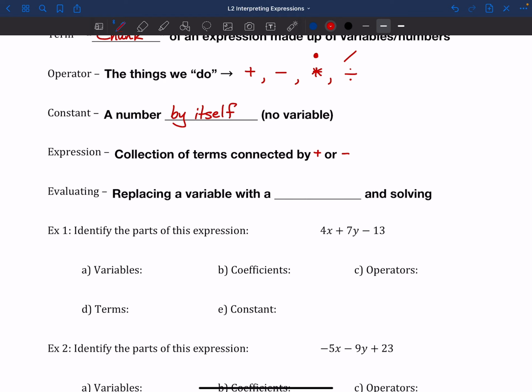Evaluating just means that we're replacing a variable with a number and solving it out. That's one of the things that we did in the last lesson: we plugged in a number for the variable and simplified it using our order of operations.